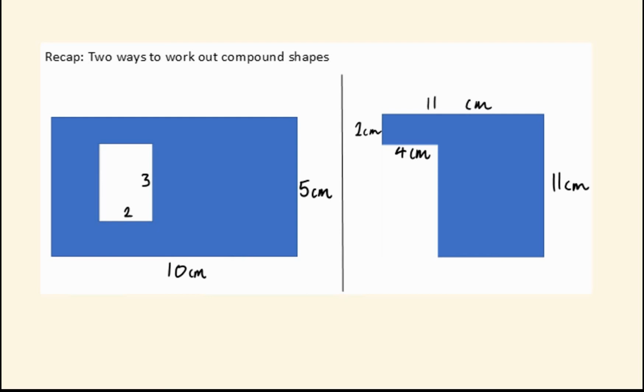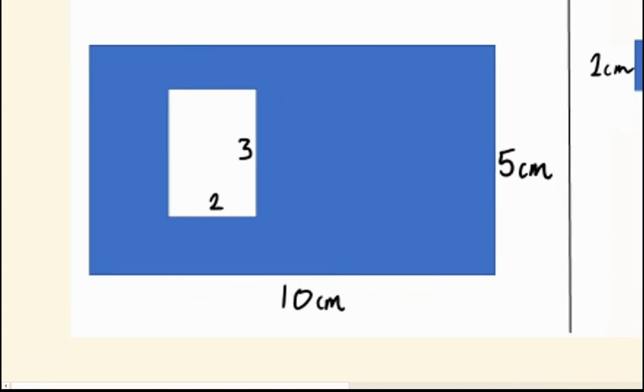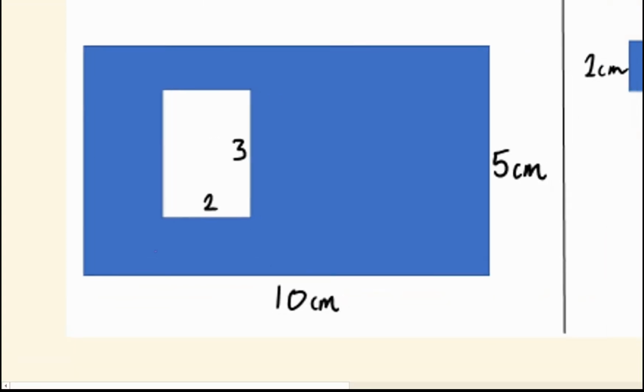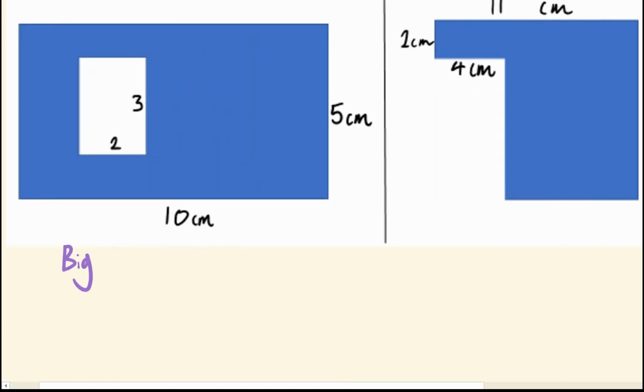So for compound shapes, there's basically two ways to work it out. If we look at this shape here, I've basically got one big rectangle, and then I've got a smaller shape chopped out of the middle. So we're going to work out the big rectangle. That will have an area of 10 times 5, base times height, so therefore an area of 50. We work out the big area, and then we take away the hole. And then what we're left with is going to be the shaded area.